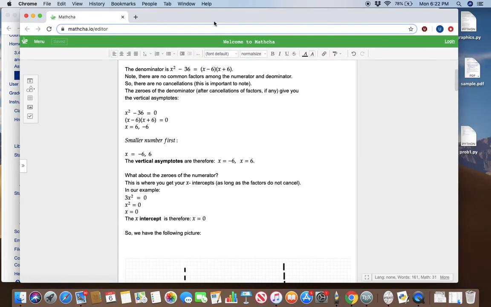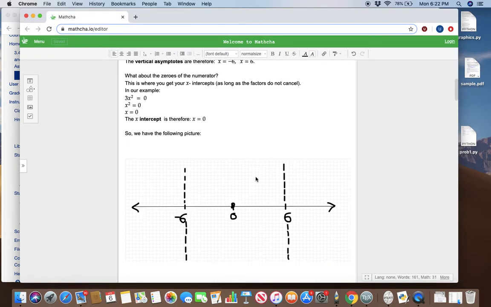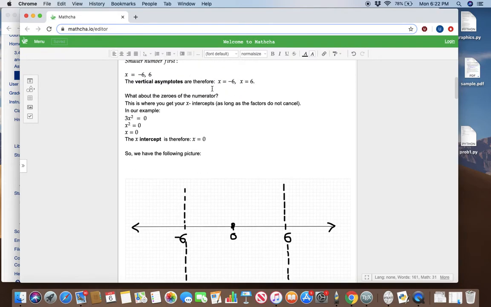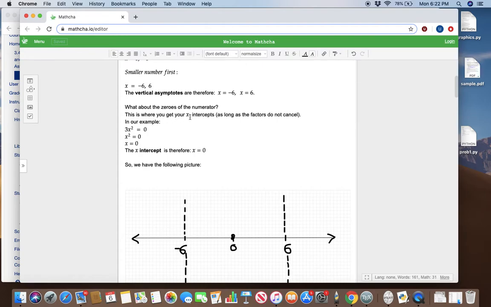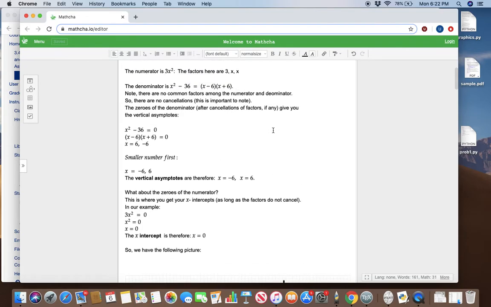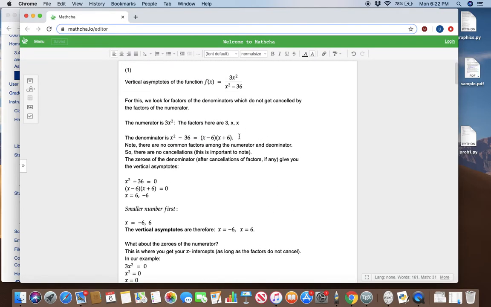So let's worry about zeros of the numerator also. For this, you need to look at the numerator, because why do I need to worry about this? This is where you get x-intercepts, as long as the factors do not cancel. Aha! Again the same problem. If some of the factors were to cancel from the top, whatever is left behind, you look at its zeros. Whatever cancels, they do not contribute to x-intercept. Whatever survives after cancellations contribute to x-intercepts.